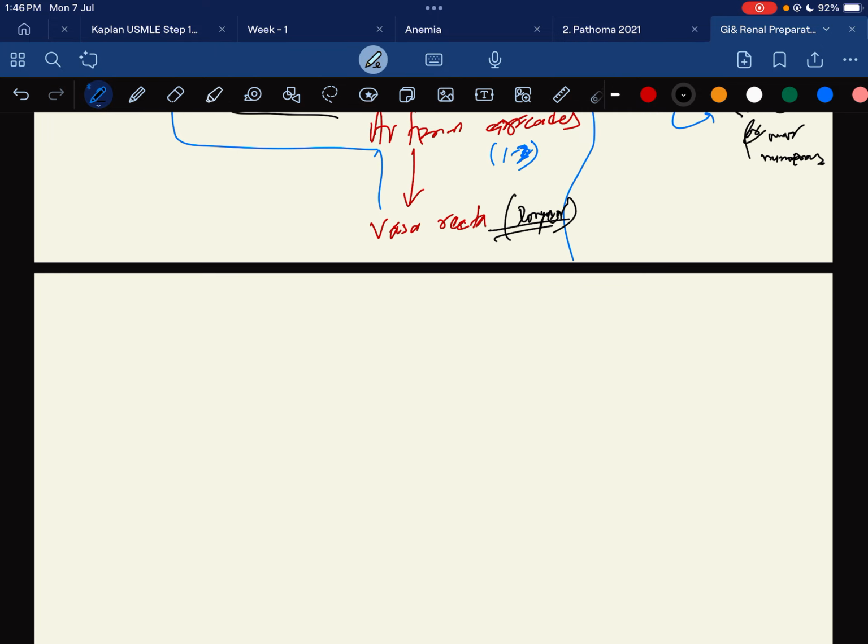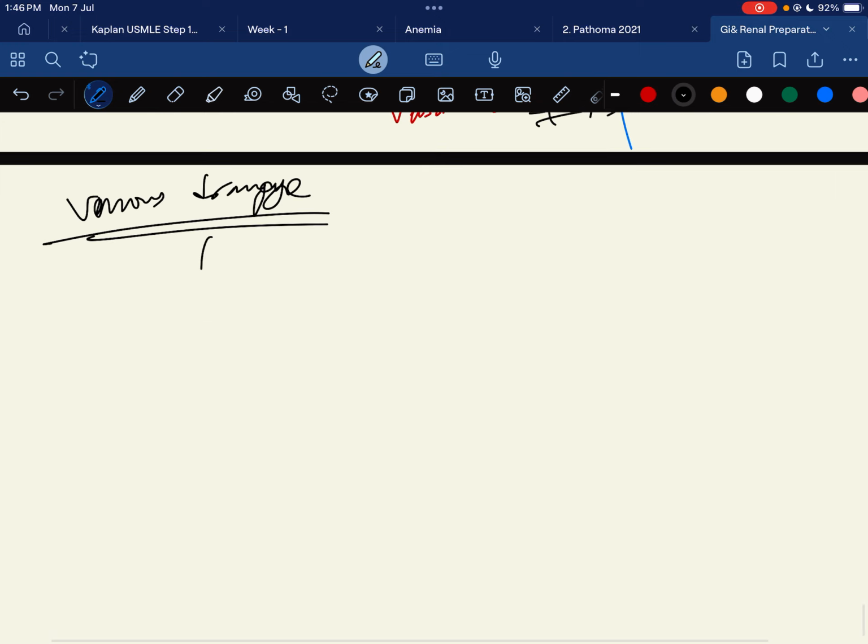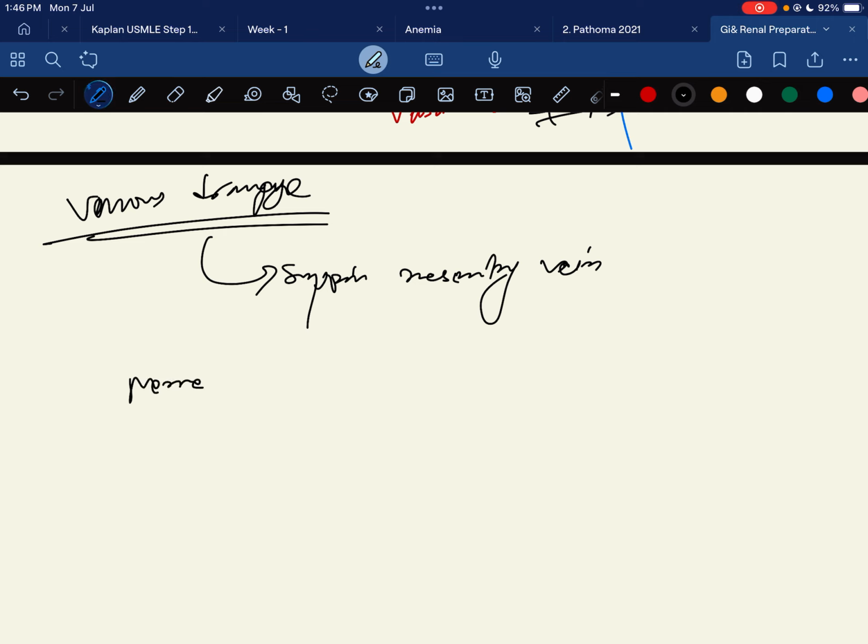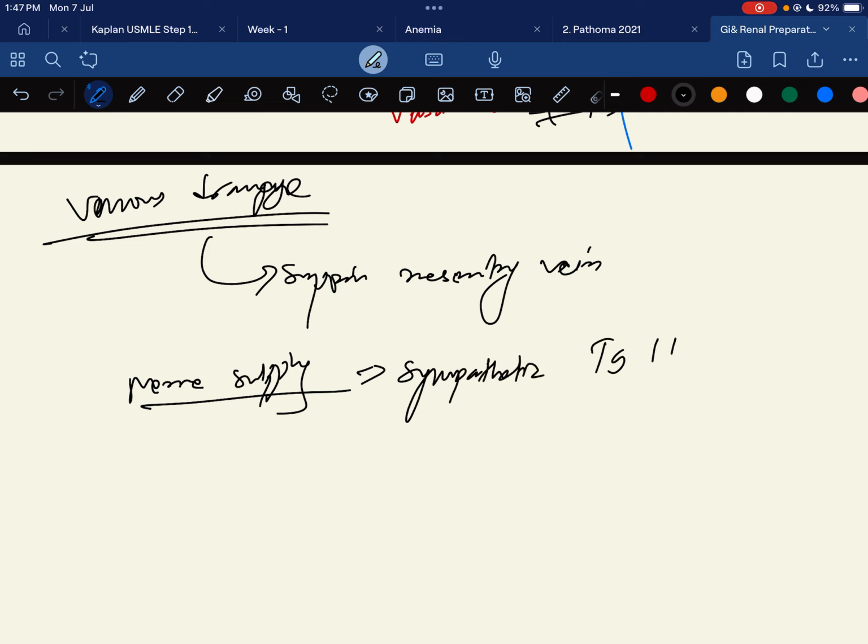Now the nerve supply and venous drainage. For venous drainage, there is the superior mesenteric vein. Regarding the nerve supply, the sympathetic supply is from T9, T10, and T11.